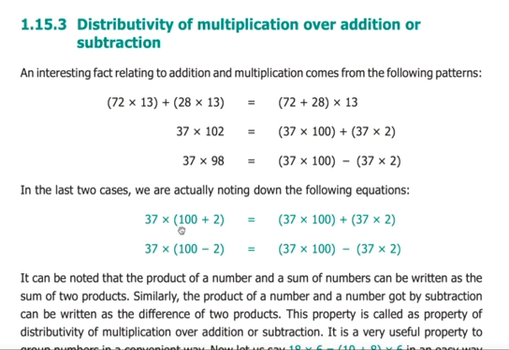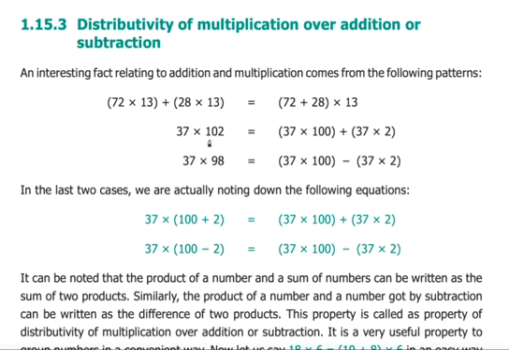Distributivity of multiplication over addition and subtraction. An interesting fact relating to addition and multiplication comes from the following patterns. What are those patterns? 72 into 13 plus 28 into 13. You can take 13 common. 72 plus 28 into 13. Both are same.